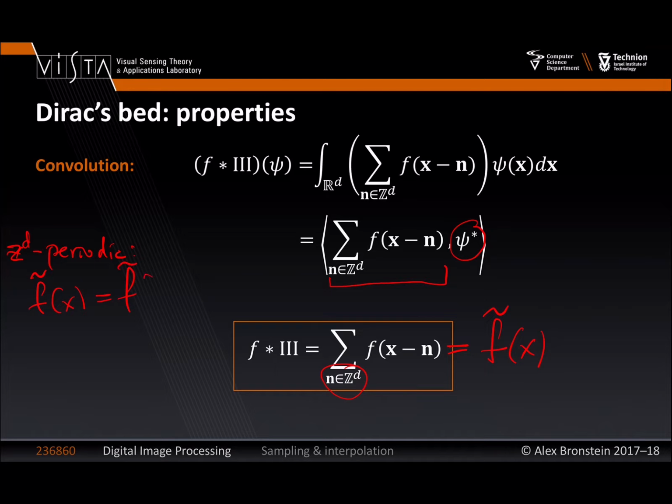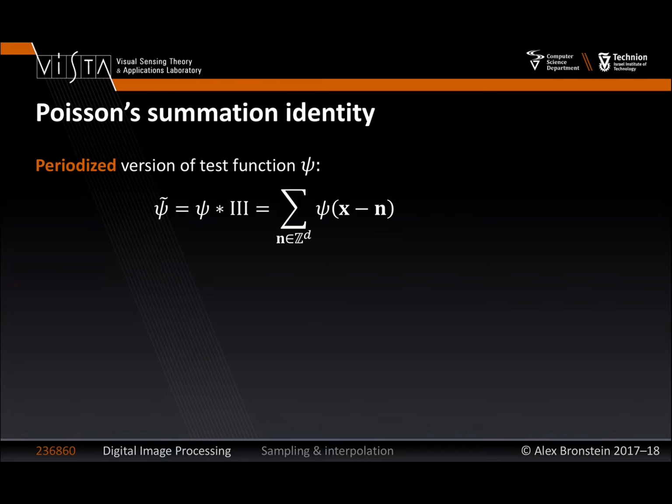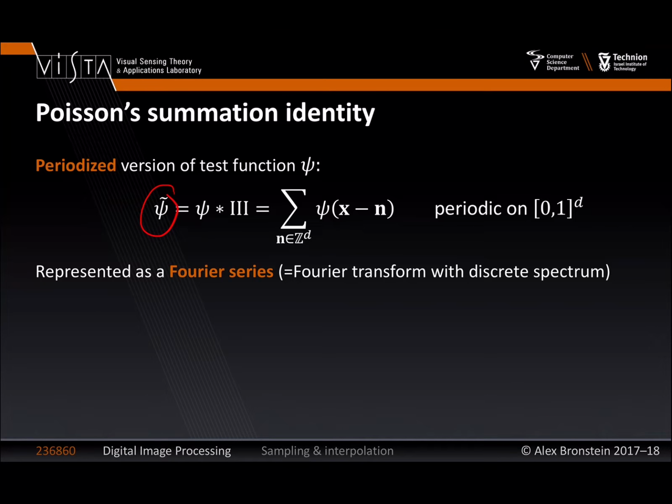Okay, so let me show you one result. I have some time. I would like to show you one, in my opinion, astounding fact, not about Fourier transforms, not about deltas. It's an astounding fact about integer numbers, right? So it's a very profound fact. So let's take a test function psi and periodize it. We periodize it, as we have seen, by convolution with Dirac's bed. Okay, and as a result, we get this psi tilde. Okay, it's periodic, obviously, on [0,1] to the power d, because it is periodic on this d-dimensional square.